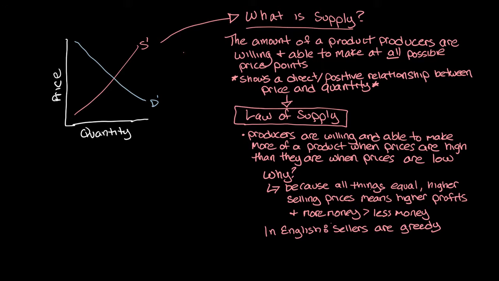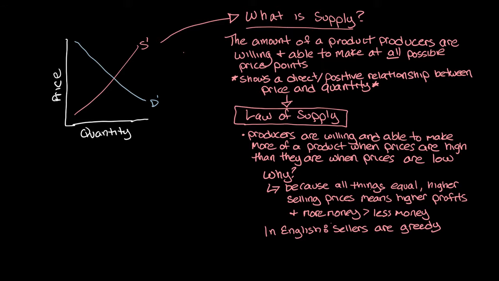Moving on to supply. The supply curve, much like the demand curve, is also a continuum, and it shows the amount of a product that producers are willing and able to make at all possible price points. Essentially, the supply curve is going to show a direct or positive relationship between the price of a product and the quantity of that product producers are willing and able to produce. This is what's known as the law of supply. The law of supply tells us that producers are willing and able to make more of a product available to the market when prices are high than they are when prices are low.